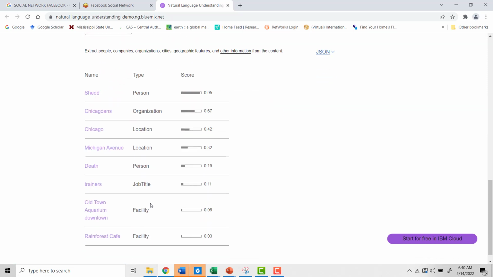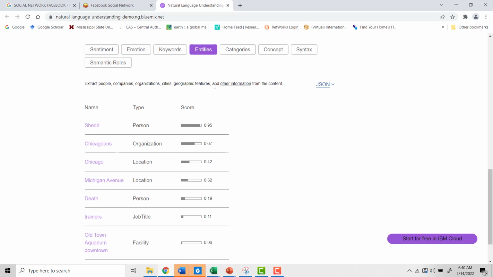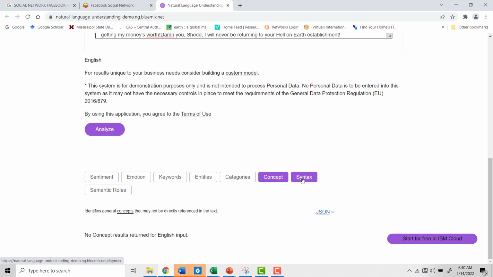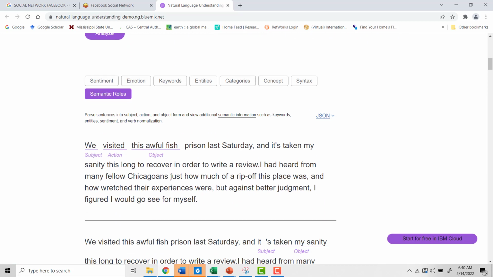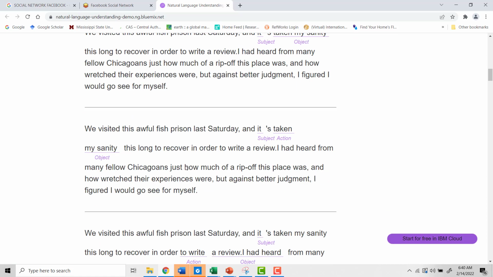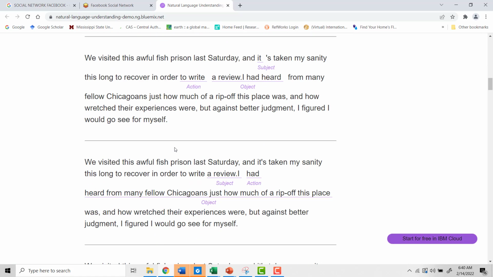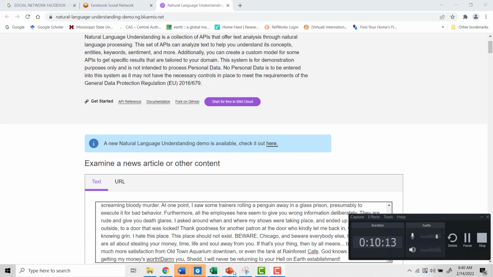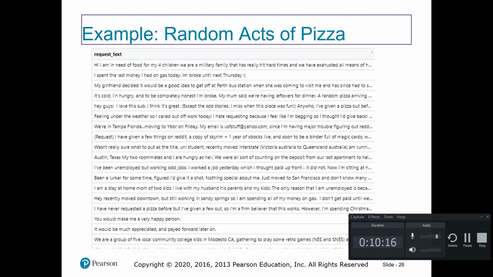I talked about syntax and semantics. This is just the major nouns that were mentioned. So we have the shed, and again, this is not perfect. The shed is not a person. Then categories, how this is actually categorized, and a little bit of the semantics. Again, this is a little out of scope, but you can see this is actually quite a deep analysis of this text. So let's go back to my slides.